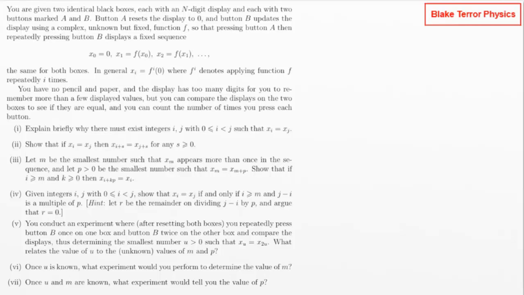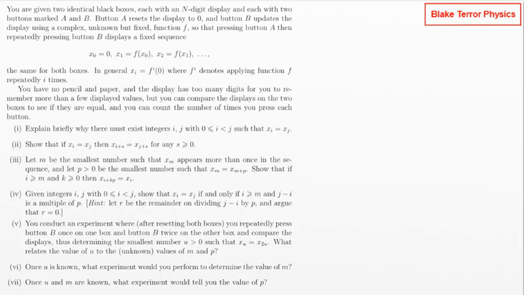You have no pencil and paper. The display has too many digits for you to remember more than a few display values. You can compare the displays on the two boxes to see if they're equal. You can count the number of times you press each button. Okay. Explain briefly why there must exist integers i, j, with i greater than or equal to 0, less than j, such that xi equals xj.